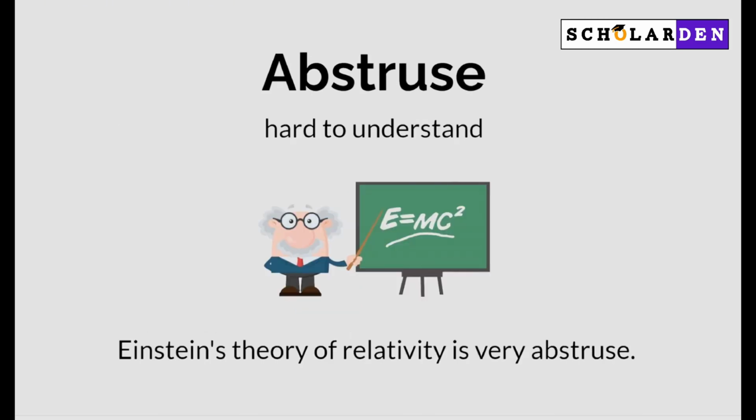Abstruse, hard to understand. Einstein's theory of relativity is very abstruse. Another example could be, he explains even simple concepts in the most abstruse way that is impossible to understand. So complicated, complex, esoteric is another word that means something similar.